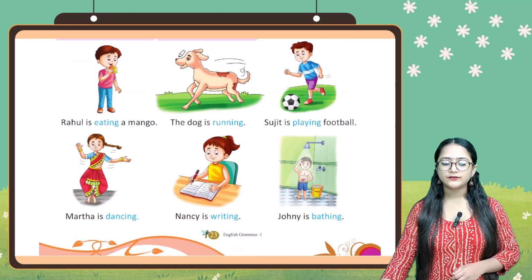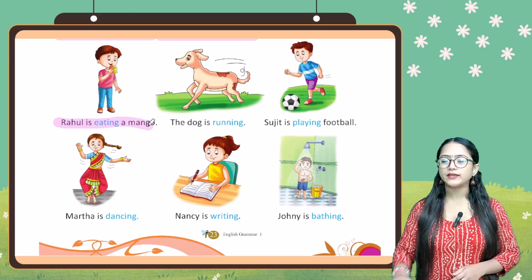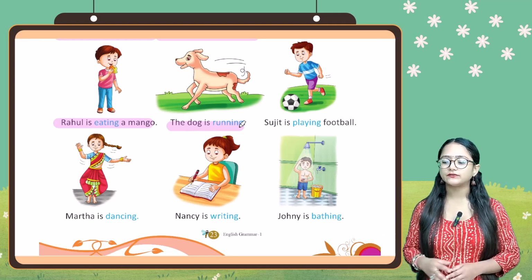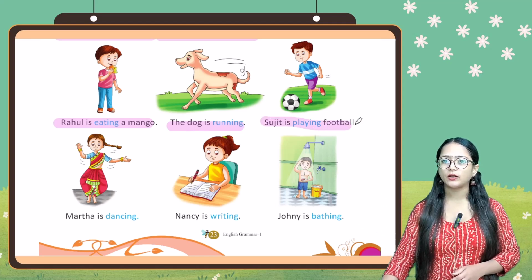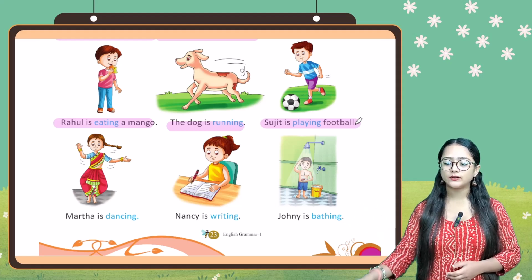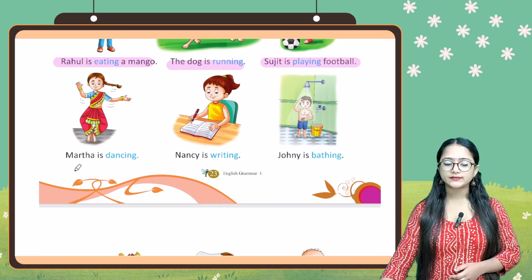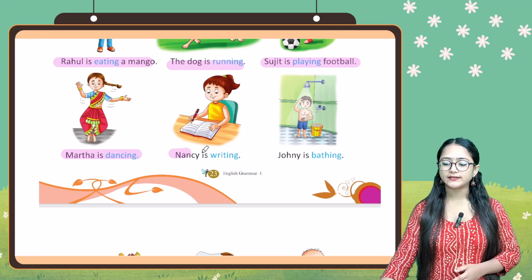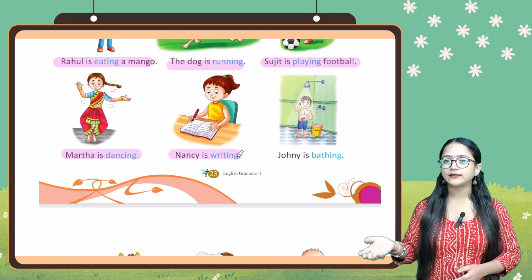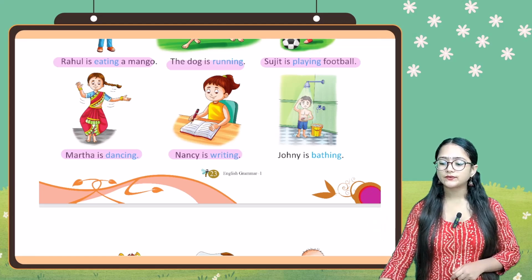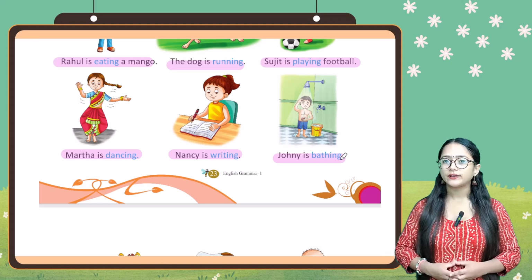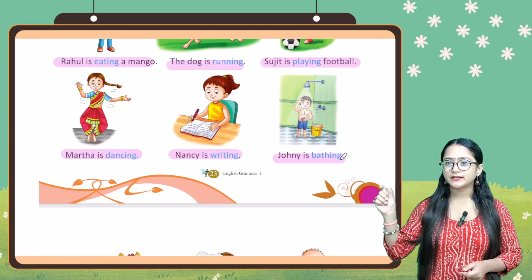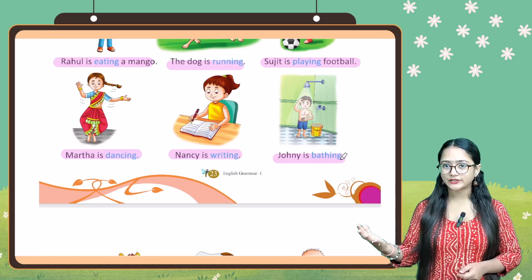Next is Rahul is eating a mango. Eating is the action word or verb. Next is the dog is running. Running is the action word. Next one is Sujit is playing football. Playing is the action word or verb. Next is Martha is dancing. Dancing is the action word or verb. Next is Nancy is writing. Writing is the action word or verb. Next one is Johnny is bathing. You can say bathing or bathing too. So the word bathing is the action word or verb.